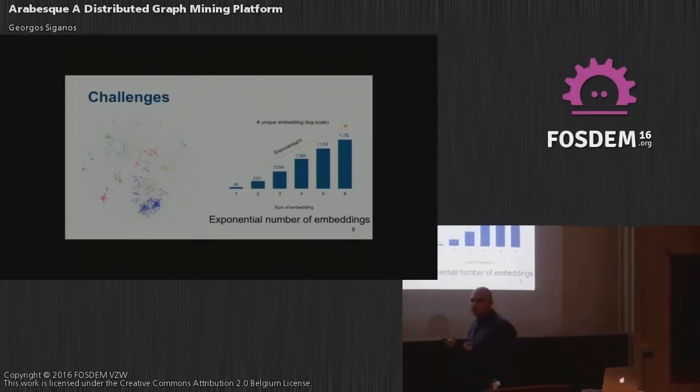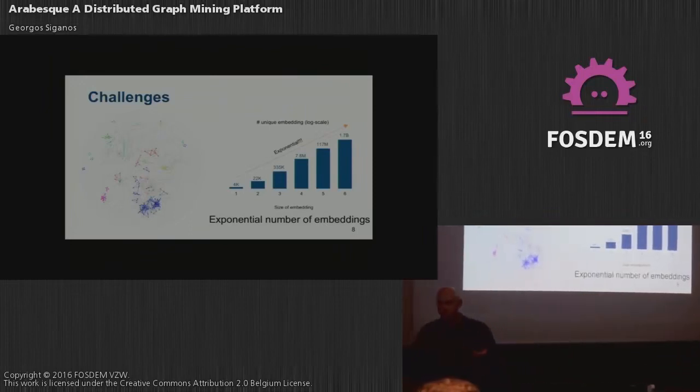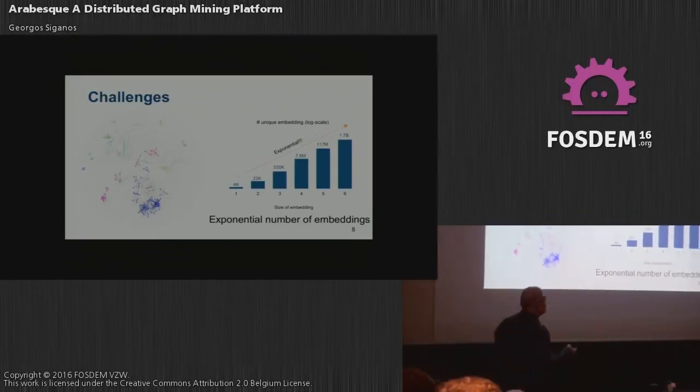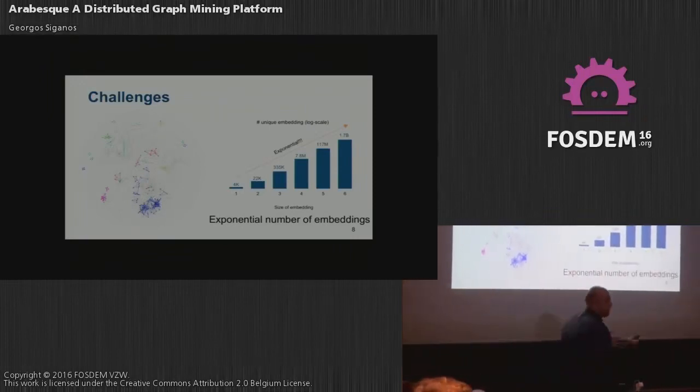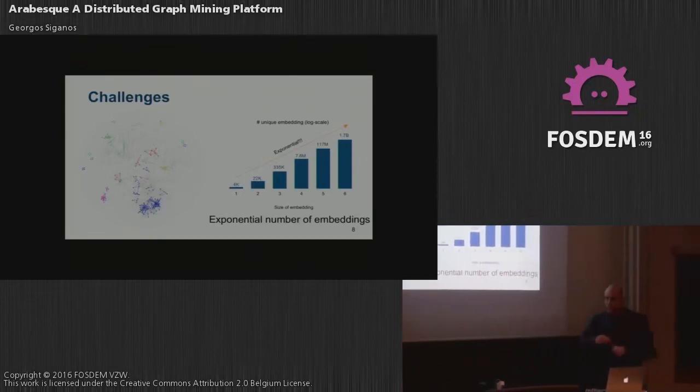Okay? And this is what distinguishes graph mining from graph analytics. People run graph analytics like PageRank, Connected Components, etc. The problem is that you don't care about the input of the graph. You care that the intermediate state is huge and grows exponentially. Okay?